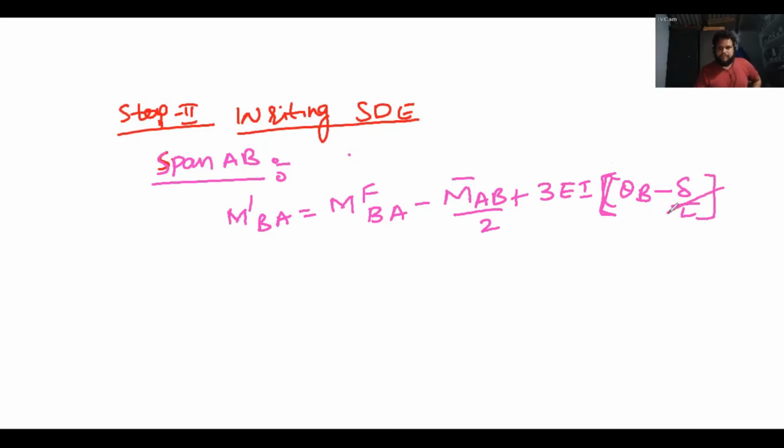Now here we don't have any delta, put it as 0, right? Now what is this MFBA we have calculated? E is constant, but EA is not constant over here. In this problem EA is not constant, so you have to replace EA. So this is 3A by L into theta B minus delta by L. Now this length you know, MFBA you know, but you don't know this M dash AB. That M dash AB is nothing but the restraining moment.